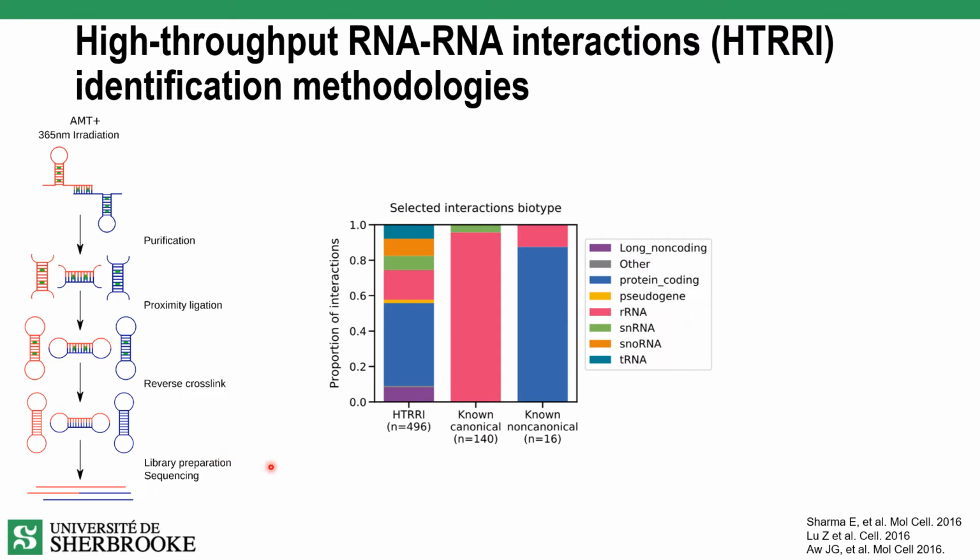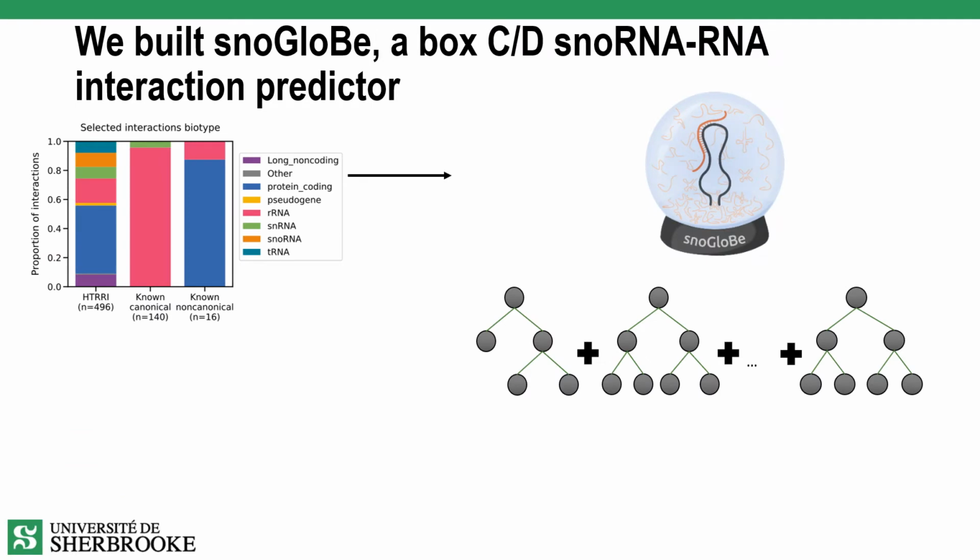Doing so, we were able to identify almost 500 non-redundant box C/D snoRNA interactions with a wide range of RNA targets, showing that the non-canonical interactions are more widespread than we would think. We then used all these interactions, so the interactions from the high-throughput RNA-RNA interaction methodologies, the canonical and the non-canonical interactions, to build snoGloBe, which is a box C/D snoRNA-RNA interaction predictor.